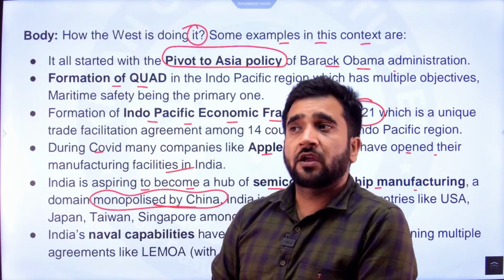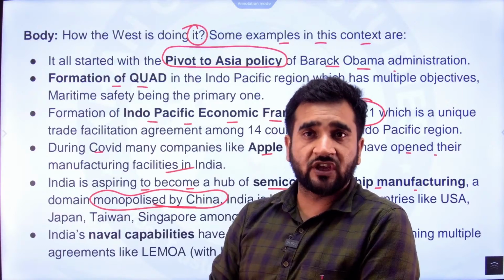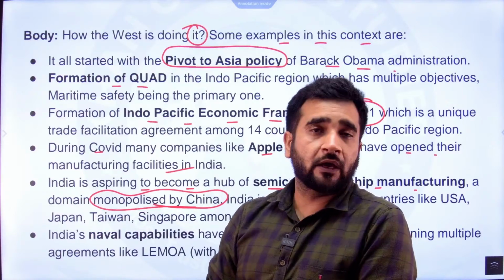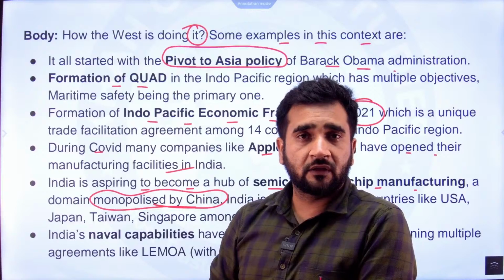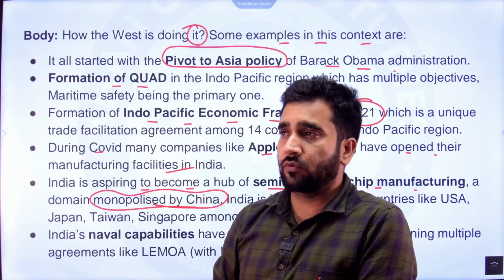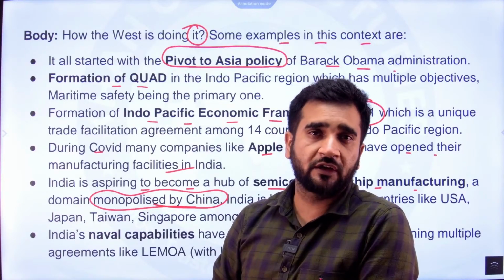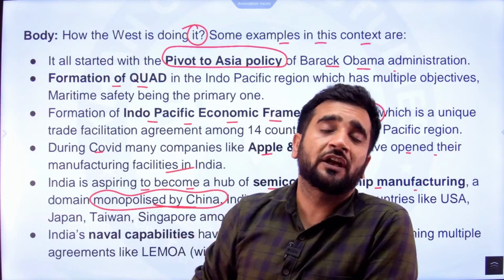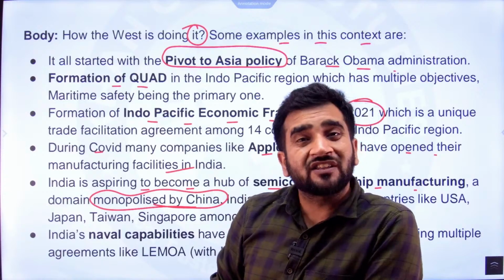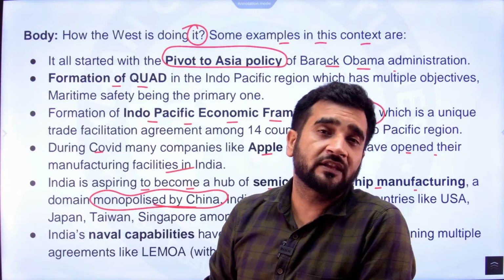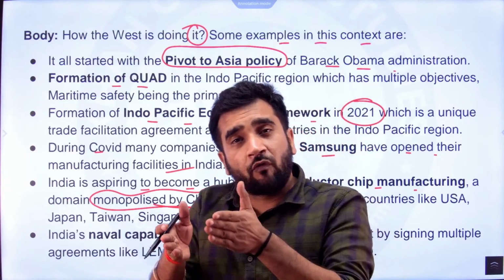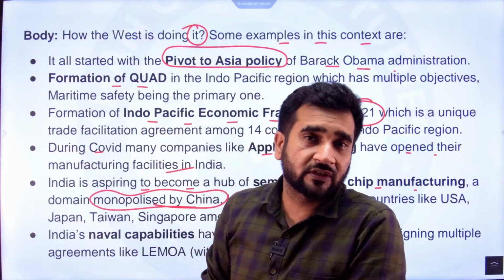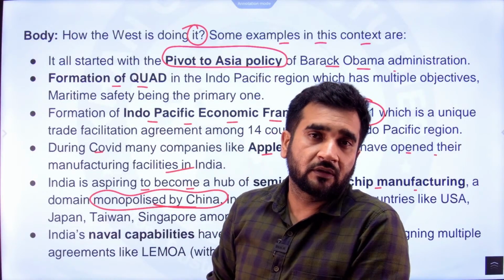For this, the USA, and countries like Japan and Singapore are all partnering with India. They want to open a manufacturing hub here in India for semiconductor chips. And most importantly, India wants to do that because India is also dependent upon China. This is the point of convergence for India and the West. So they are doing it.